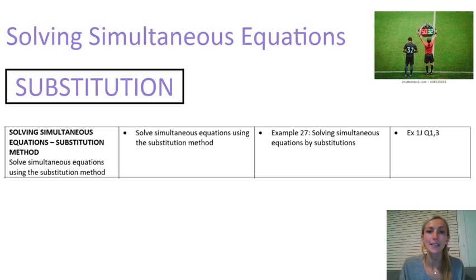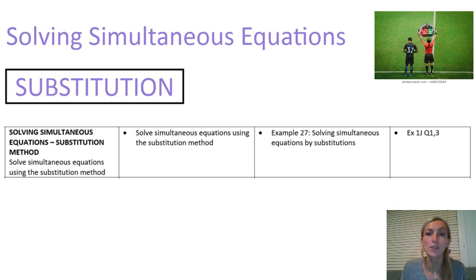Hi class. Today we are going to look at a different way to solve simultaneous equations and find the point of intersection. So if you remember, that's where the two lines cross, that was the point of intersection. So today's method is called substitution.